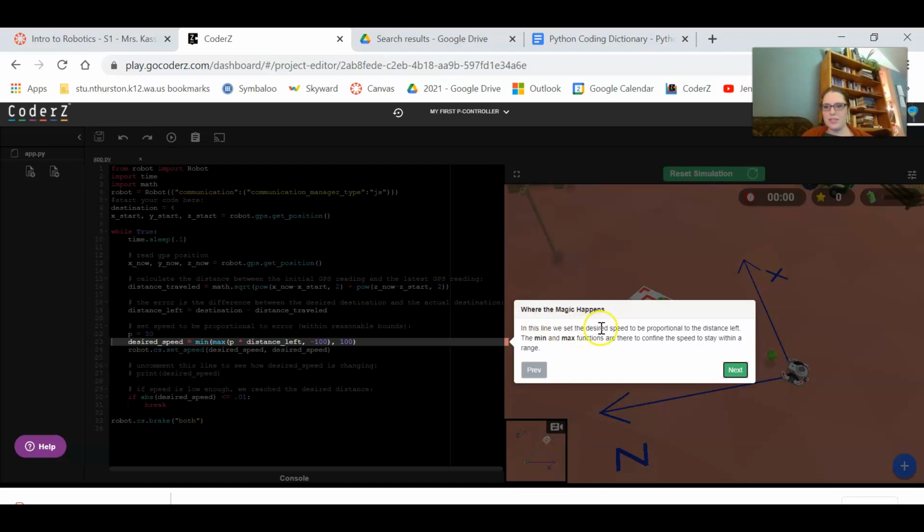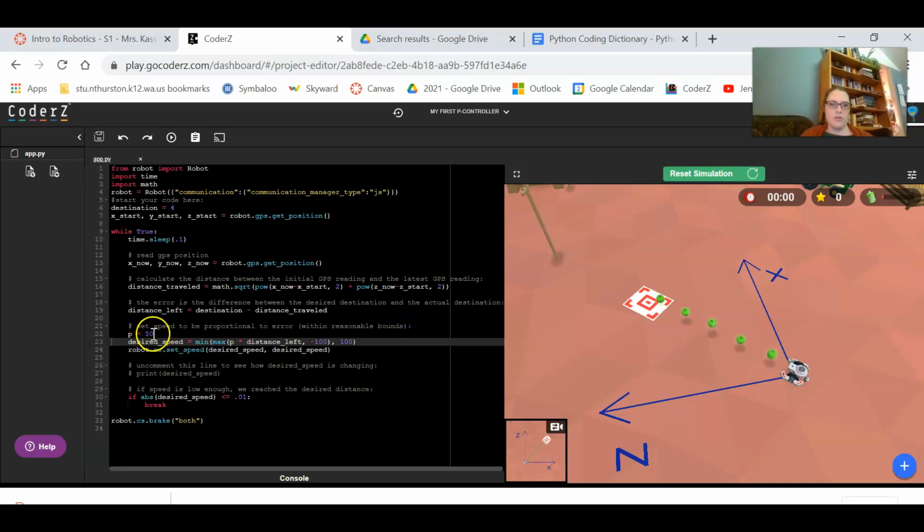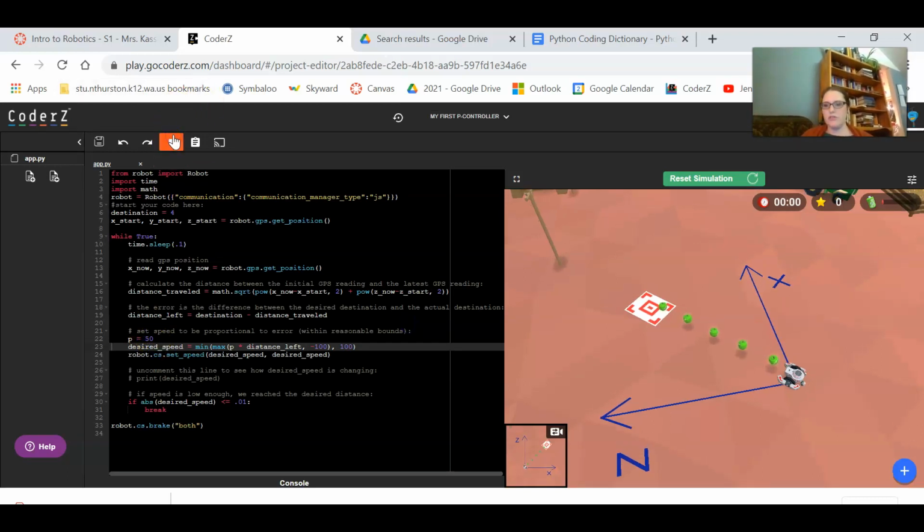So this is the line we set. So I'm in line 23. In this line, we set the desired speed to be proportional to the distance left. The minimum and maximum functions are there to find the speed to stay within a range. Okay, that makes sense. So I'm saying that here my speed is going to be proportional to the distance left, and I want it to be somewhere between negative 100 speed and 100 speed. Okay, so I'm going to play around with the value for P, and we're going to see what happens. They set it up with 50, so I'd like to try 50.